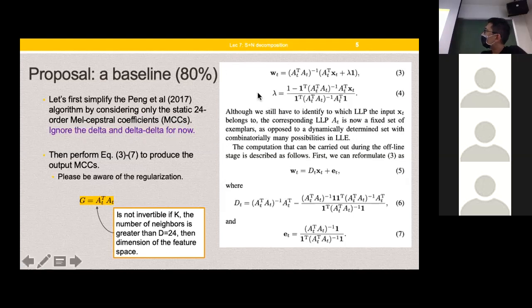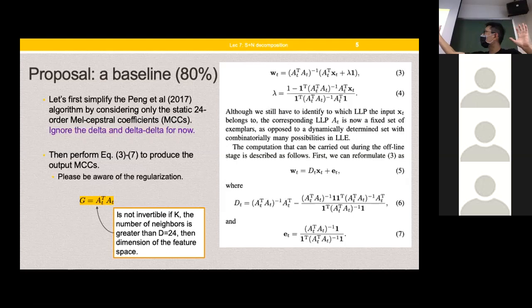Then I would like you to go through equations 3, 4, 5, 6, and 7 of the paper under our discussion. To remind you of the notation, A is the set of your nearest neighbors. A is a fat matrix, and each column is a frame, so each column is 24 dimensional. How wide A is depends on how many nearest neighbors you choose from the dictionary. Each column represents a frame, now converted to a 24-dimensional MCC vector. Clear?